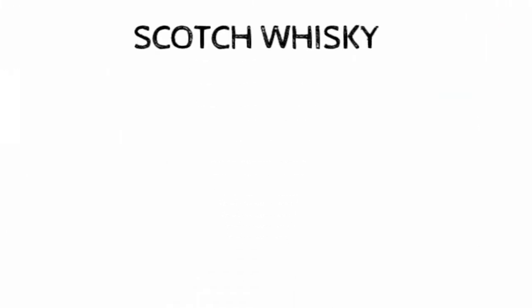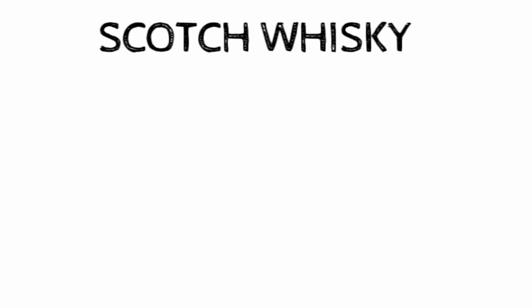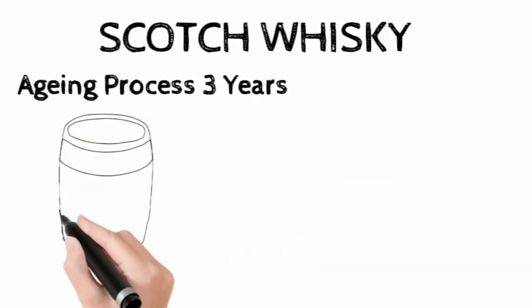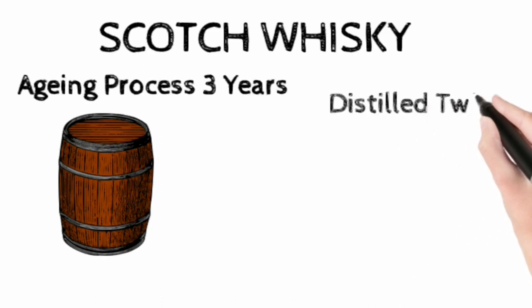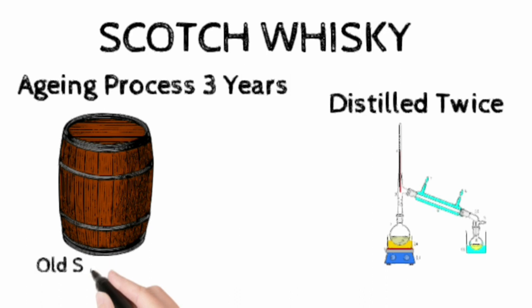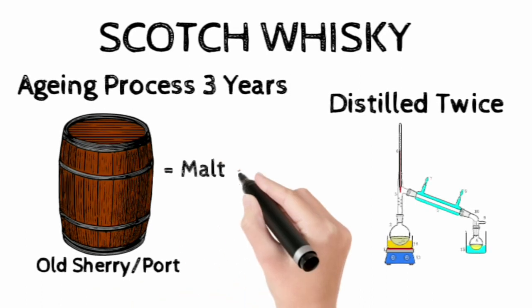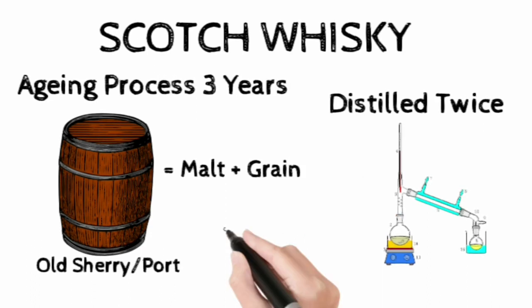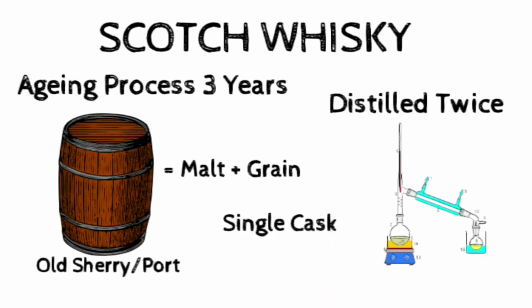Scotch whiskey. As per the law, Scotch whiskey must undergo an aging process of a minimum of 3 years maturation in oak cask. Scotch whiskies are distilled twice and maturation happens in old sherry cask or old port cask. Scotch whiskies are blended with malt and grain whiskey with proper approval by the Royal Commission. All Scotch whiskies are blended except single cask whiskey.